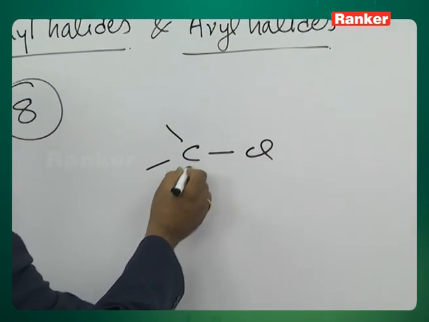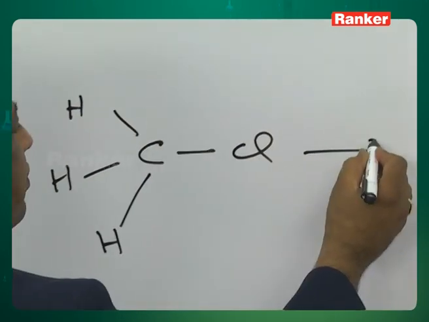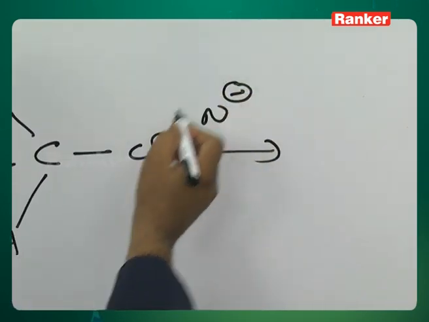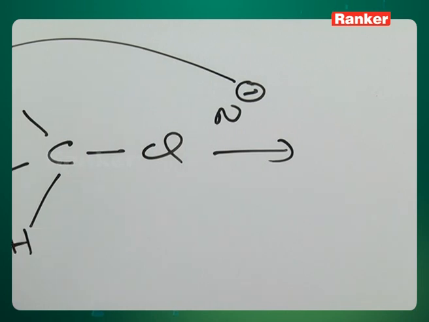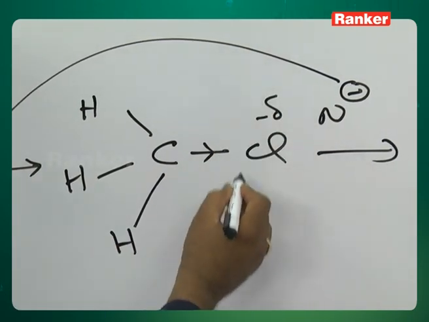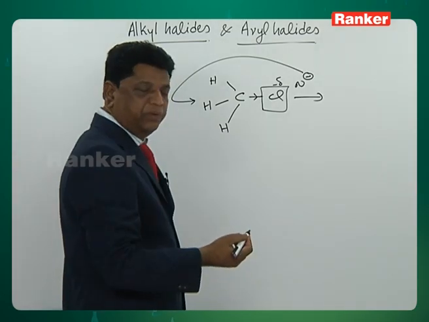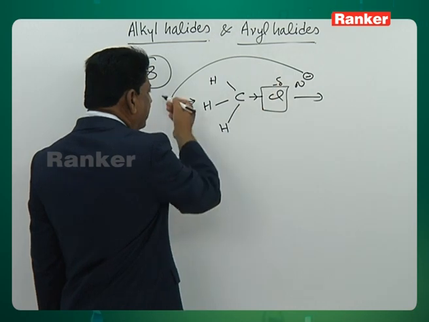An alkyl chloride having smaller groups like hydrogen, when you treat it with a nucleophile, the nucleophile prefers to come from the rear side, because there is a delta minus on the chlorine. So this will influence the nucleophile not to attack from the front side.